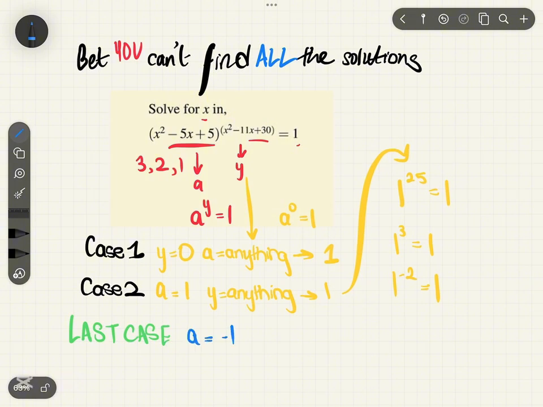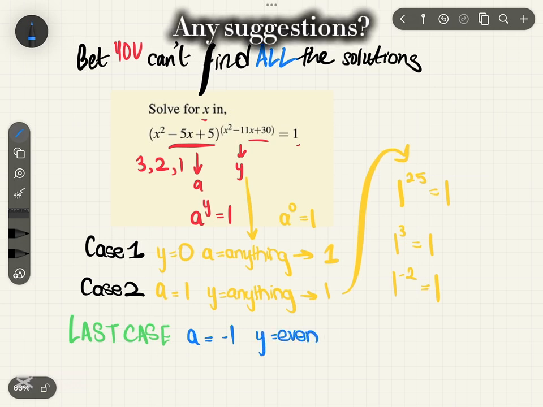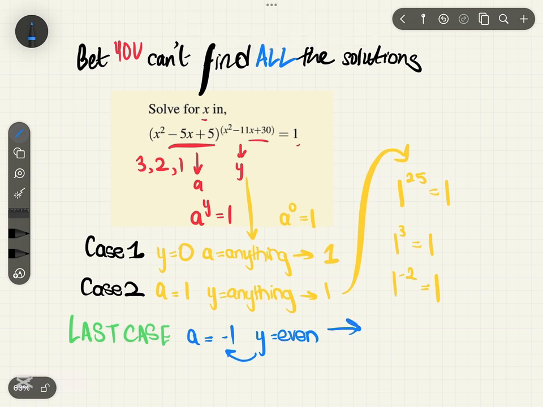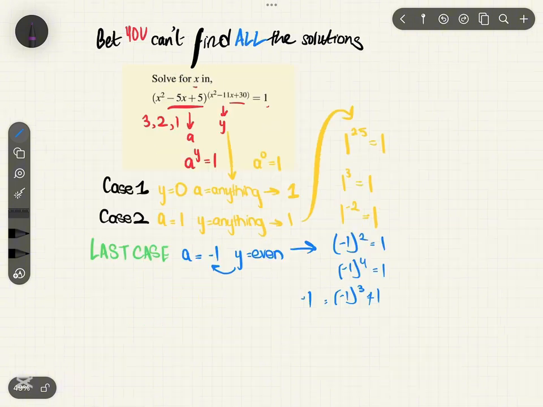As you can see, if minus 1 were put to the power of something even, for example, if y were even in this case, for example, minus 1 given the power of 2, then it would be equal to 1. And minus 1 given the power of something like 4 would also be equal to 1. But if it's given the power of something odd, it would not be equal to 1 and would be equal to minus 1. Thus, let's start solving for the cases and then we can find the full set of solutions.